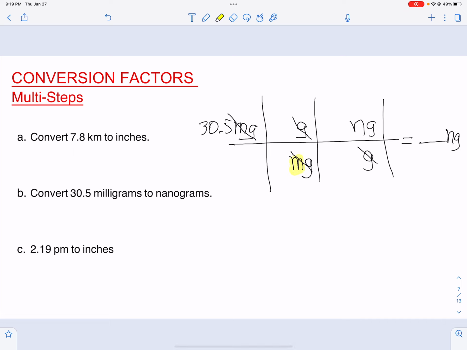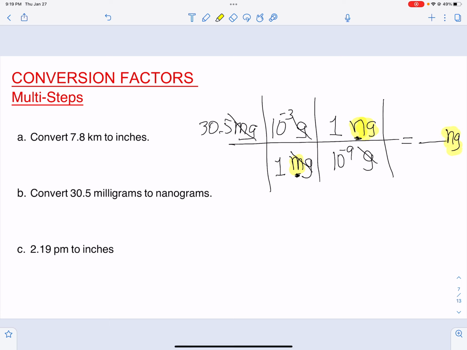This is the one with the prefix, so that one gets the 1. And milli, we already know that milli means 10 to the minus 3. This is the one with the prefix, so that one gets the 1. And we know that nano means 10 to the minus 9. And that's it. The only unit that didn't cancel was nanograms. So that's what I carry over.